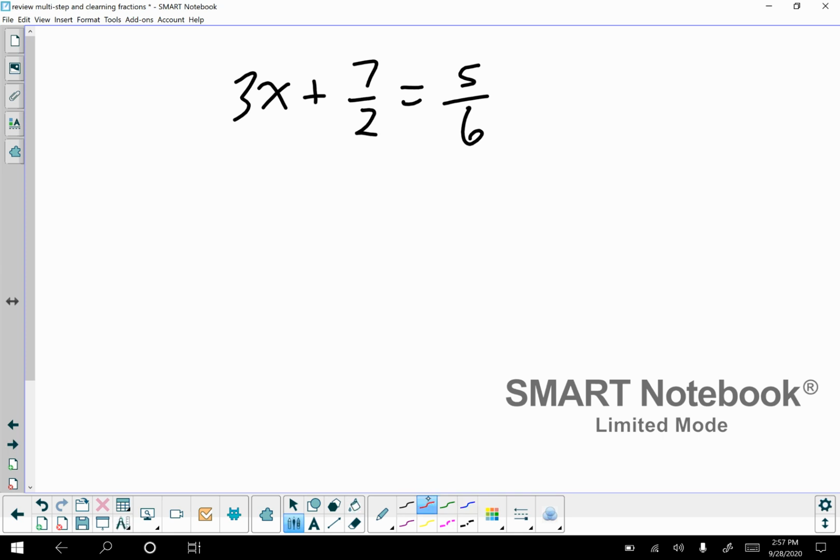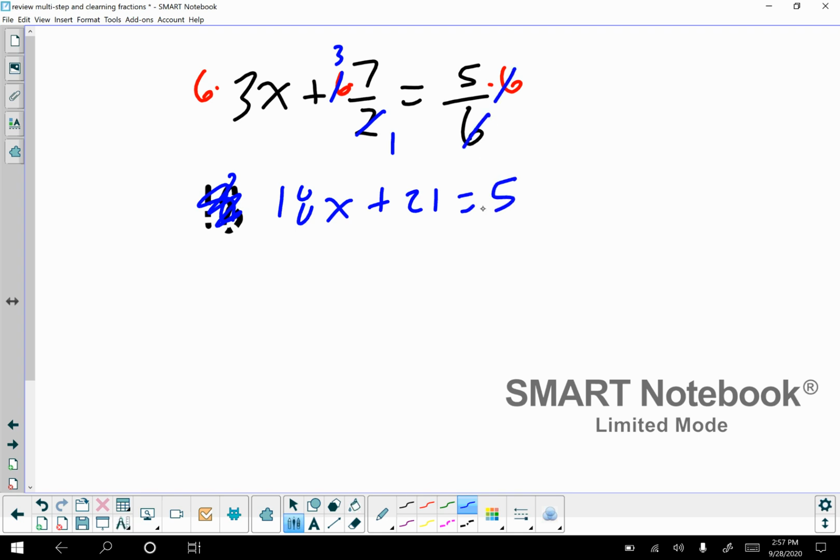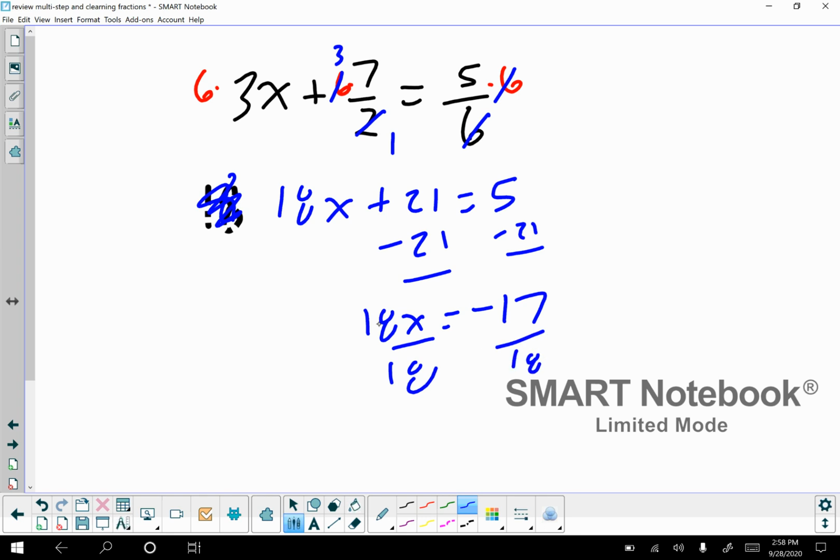Next problem, we're going to go ahead and multiply everything by 6 because 2 and 6 both go into 6. So the first one's going to give me 18x. 2 goes into there 3 times, so that's plus 21. And then that gives me just 5. Subtract 21 from both sides. And is that negative 17? Yeah, and then divide each side by 18. Those cancel, so I get x equals negative 17 over 18.